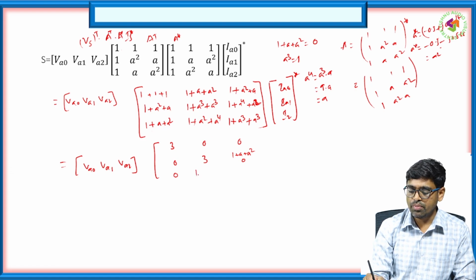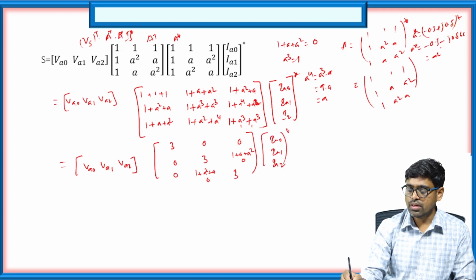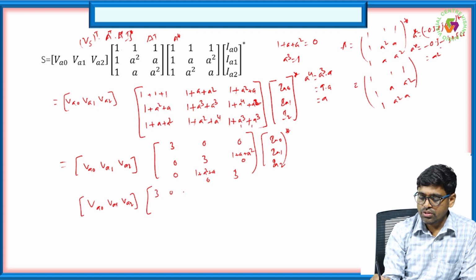A power 4 means 1 plus A square plus A. It is also 0. And 1 plus A cube means 1. Then it is 3. So finally we can get as IA0, IA1, IA2 whole conjugate, then VA0, VA1, VA2 into 3 0 0, 0 3 0, 0 0 3, and IA0, IA1, IA2 whole conjugate.